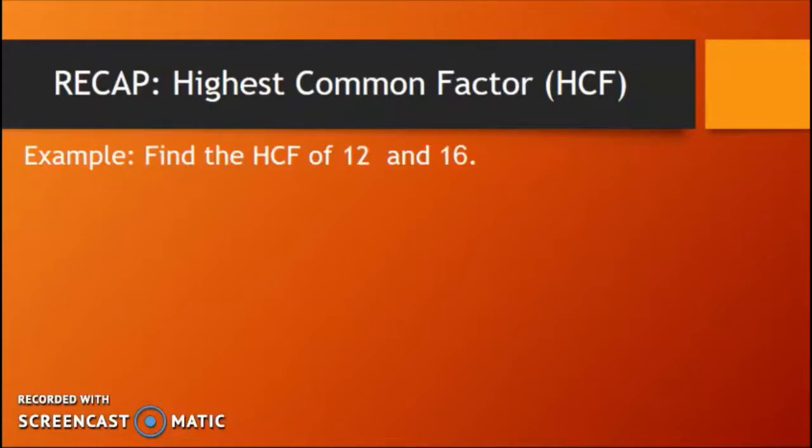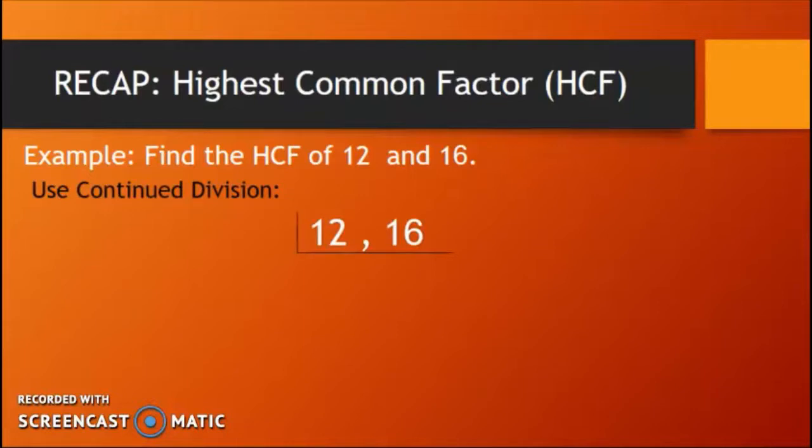For example, find the HCF of 12 and 16. We're going to use continued division. So we have 12 and 16. We're going to think of a number that we can divide into 12 and 16. So we can divide by 2. 12 divided by 2 is 6, and 16 divided by 2 is 8.